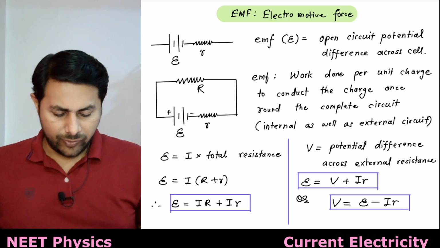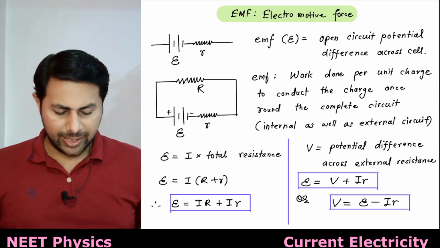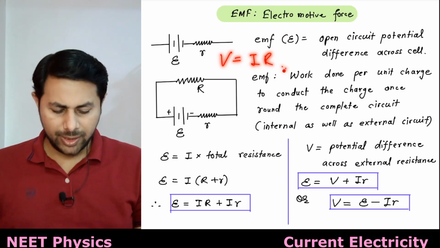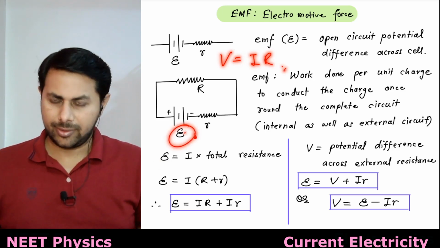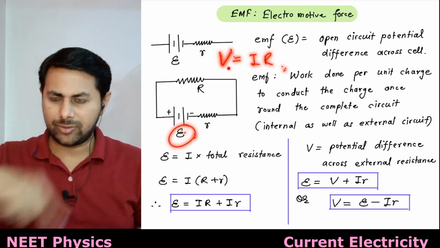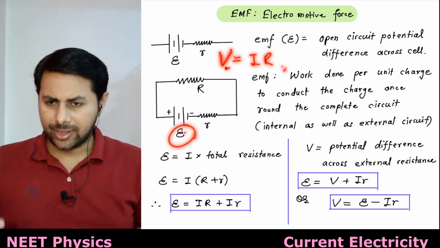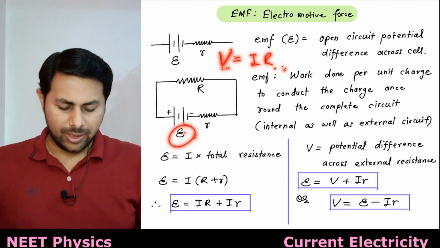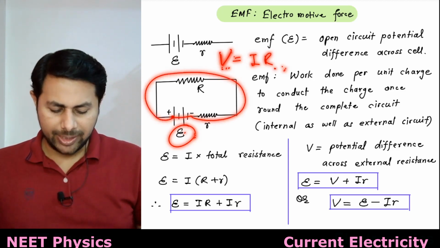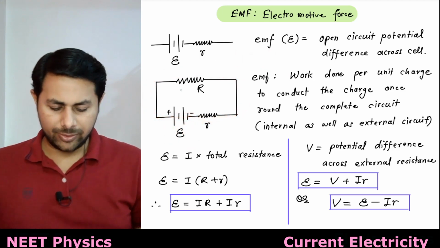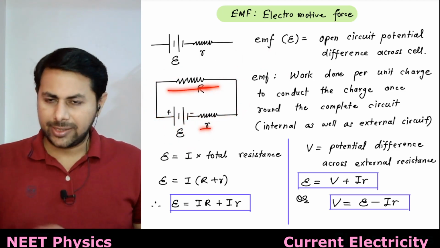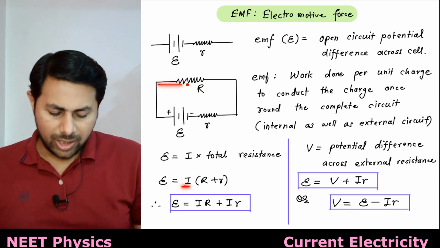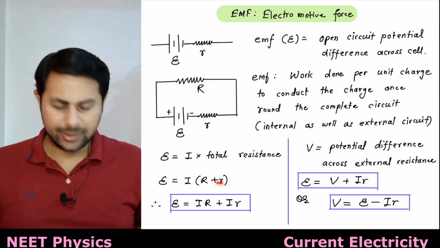So now what is EMF? Just like we write V is equal to I times R, here the EMF is the work done to move a charge once round the external circuit only, or external resistance only. It can be written as I times R. Now when you move a charge once round the complete circuit, that means through the external resistance as well as the internal resistance, then what would be the work done per unit charge? It is I times the external resistance as well as the internal resistance.